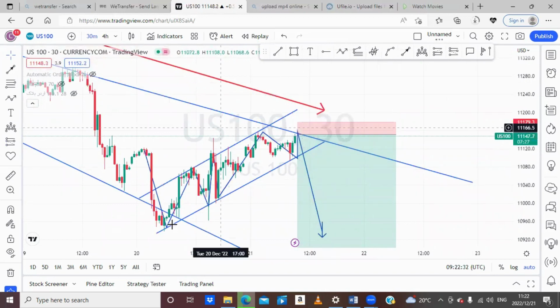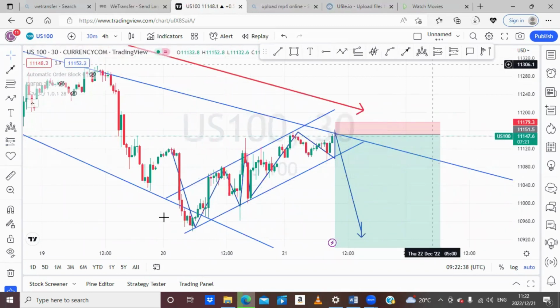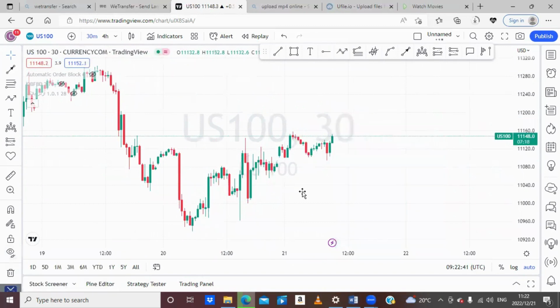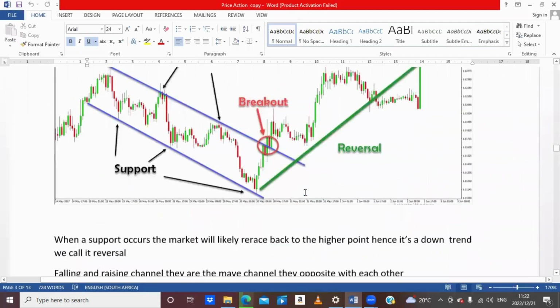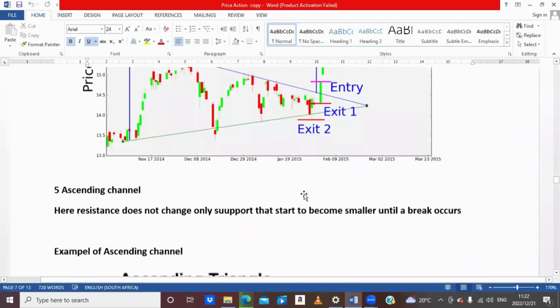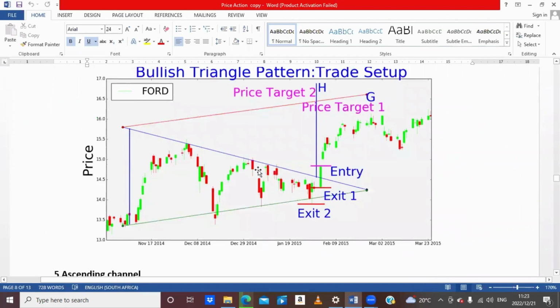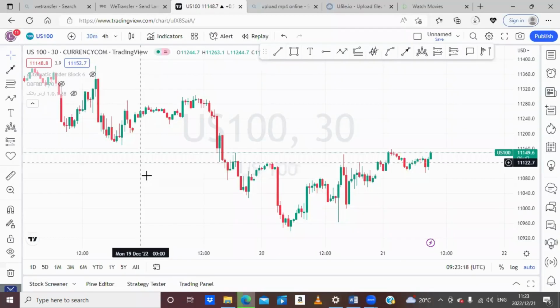So that's the kind of thing I'm trying to show you. So the same thing, ascending and descending flags. I'll show you now. You see, ascending and descending ones. And if you look, this here is a flag. If you look at this properly, this is a flag, and it also shows you these are the ones responsible for the continuation of the market.